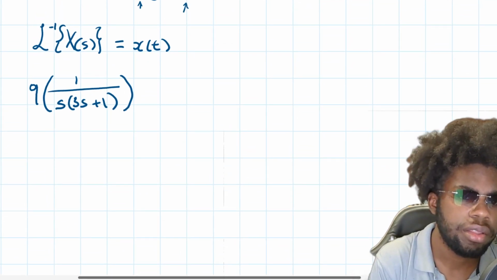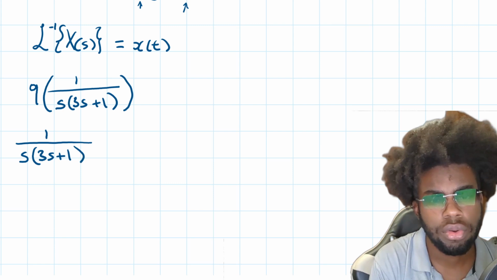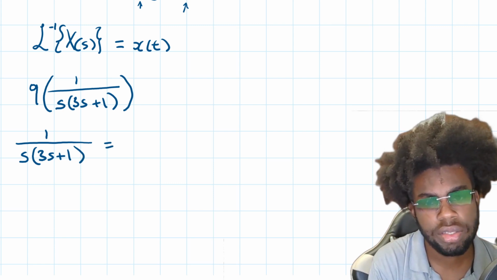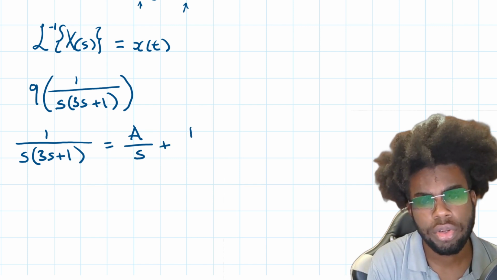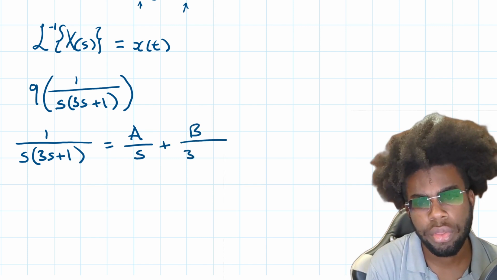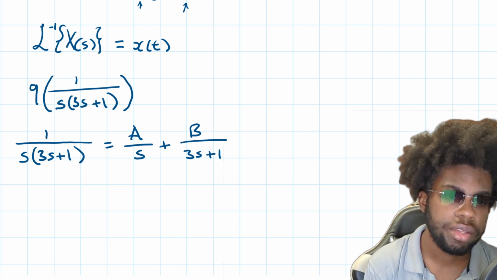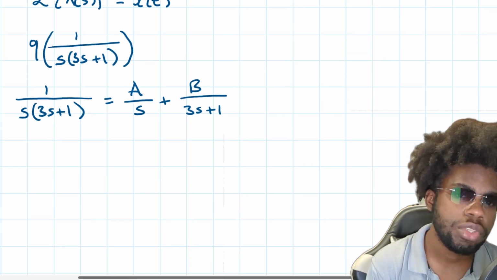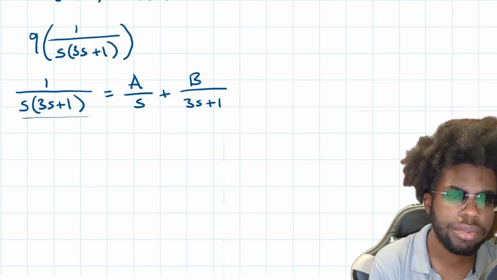We'll say that this fraction, 1 over s times 3s plus 1, we'll assume that we can write it in such a way: a over s plus b over 3s plus 1, whatever a and b are, right? So let's go in and multiply both sides by s times 3s plus 1.